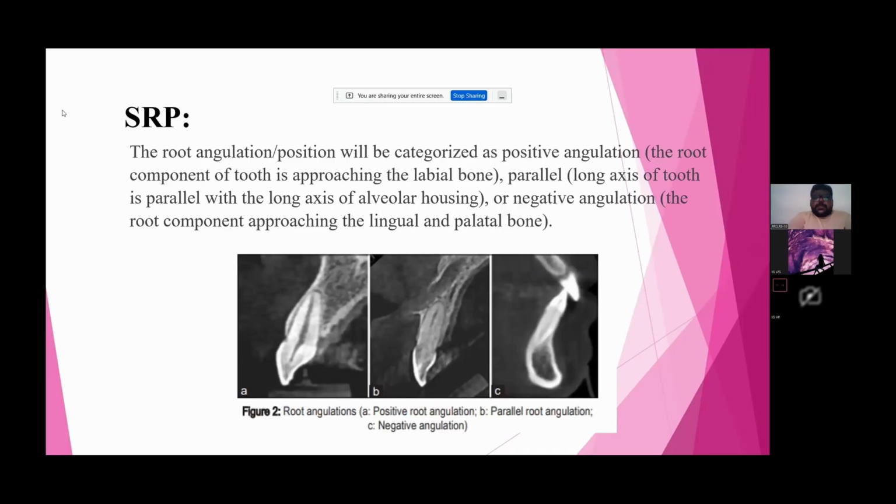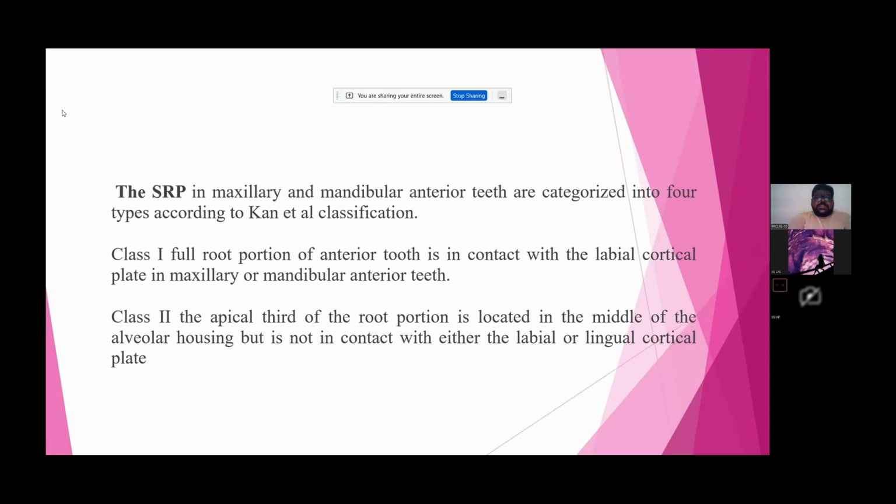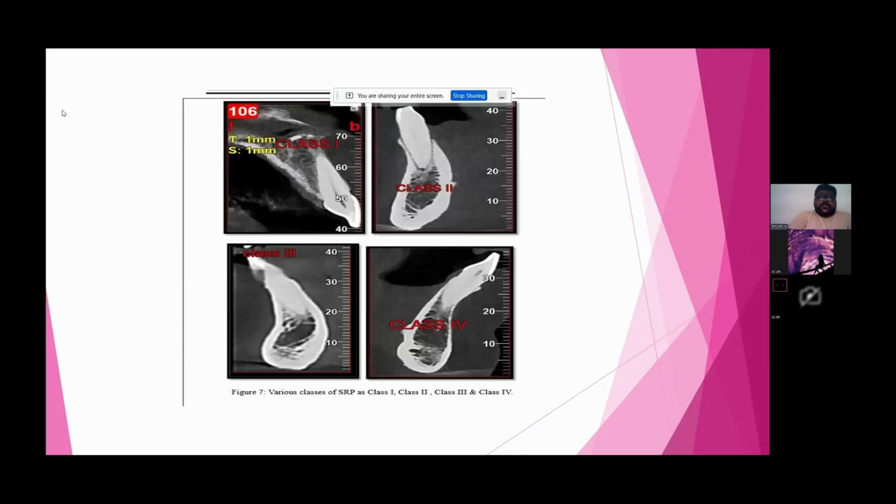Now coming to SRP. SRP we have done with respect to Khan et al. classification. It includes four classes. Class 1 is a full root portion of the anterior tooth in contact with the labial cortical bone plate. Class 2, the apical third of the root portion is located in the middle of the alveolar housing, but not in contact with either the labial or lingual cortical plate. This is just photos.